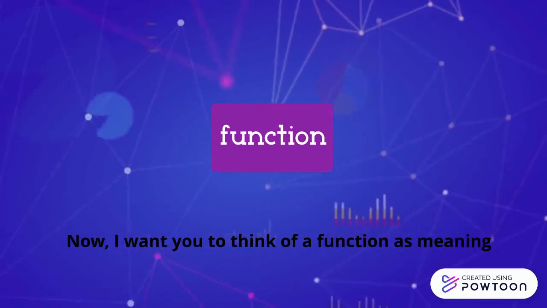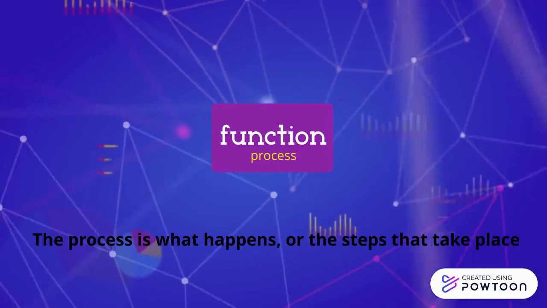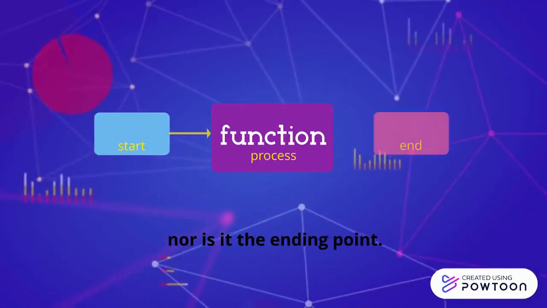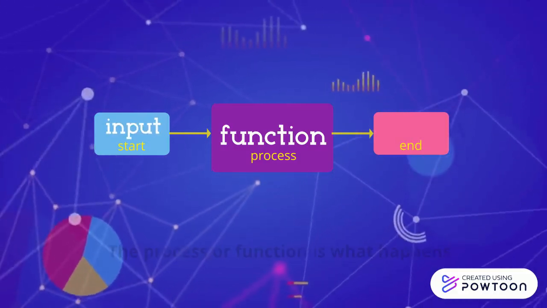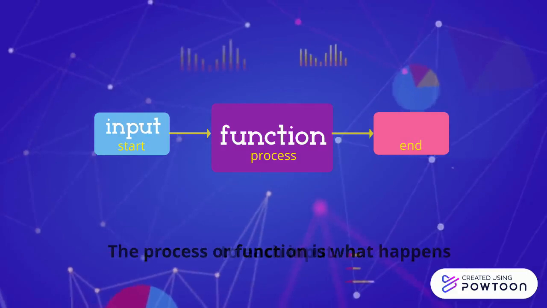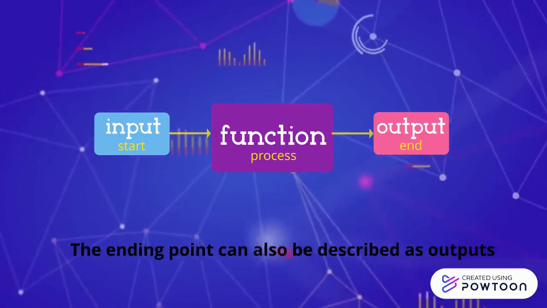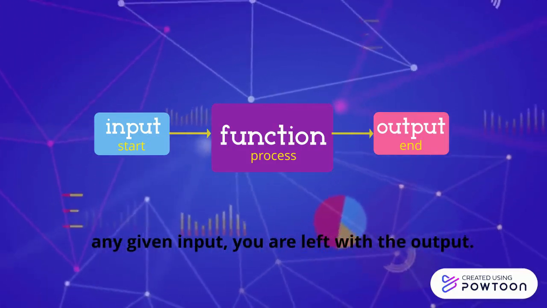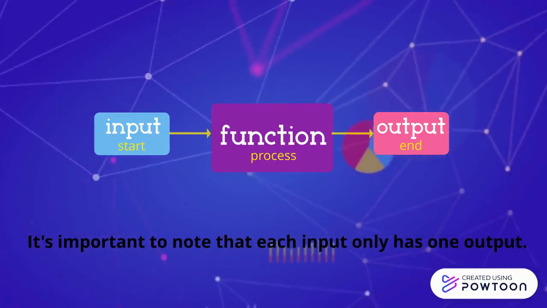Now, I want you to think of function as meaning the same as process. The process is what happens, or the steps that take place. It is not the starting point, nor is it the ending point. The starting point can also be described as inputs. The process or function is what happens to each input. The ending point can also be described as outputs. After the process or function has taken place to any given input, you are left with the output. It's important to note that each input only has one output.